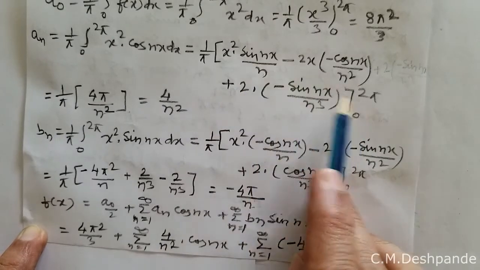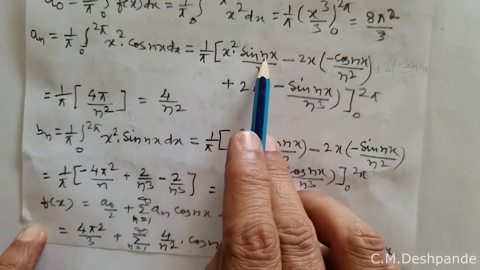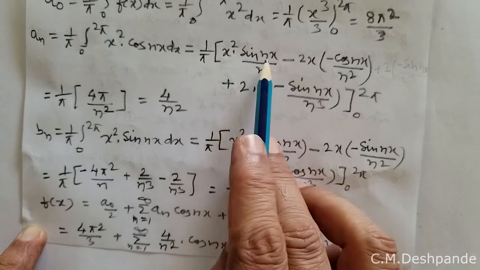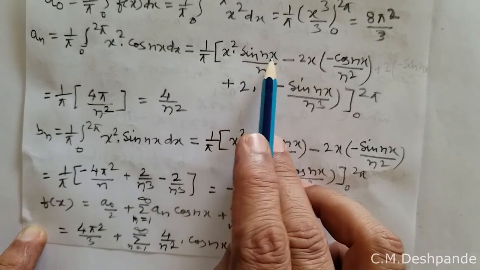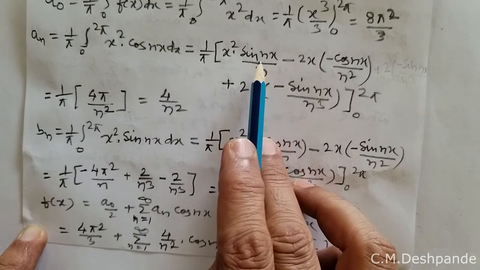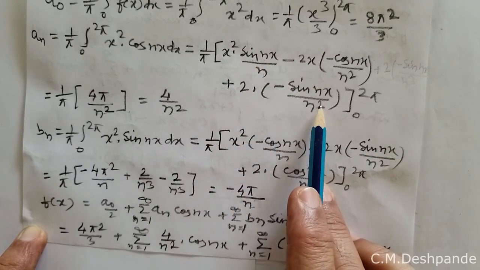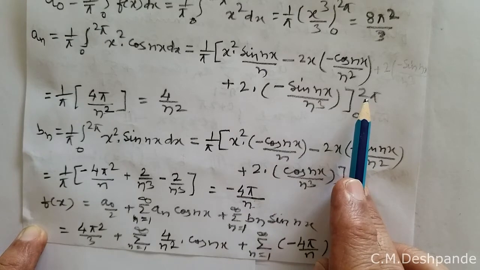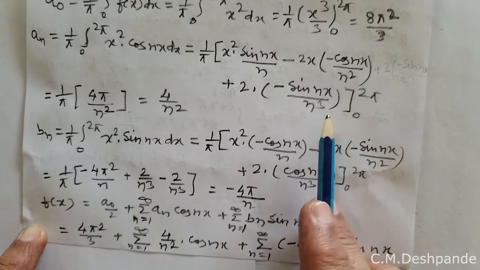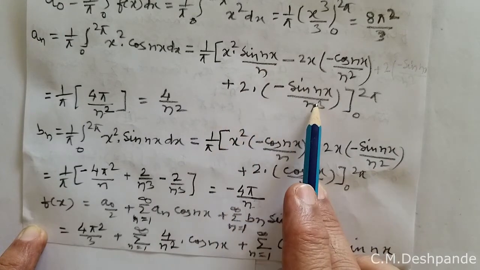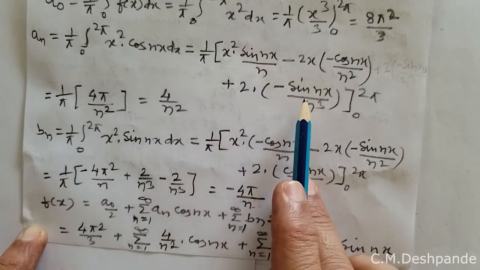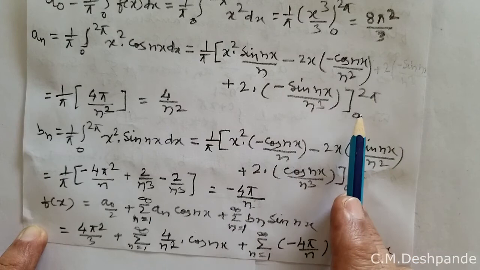Replace x by 2 pi, then it becomes sine of 2n pi, and sine of 2n pi means sine of an even multiple of pi. Sine of an even multiple of pi is always 0. So the first term becomes 0, as well as the last term, for x equal to 2 pi. And if x is replaced by 0, then again sine 0 is 0, and this sine 0 is also 0.